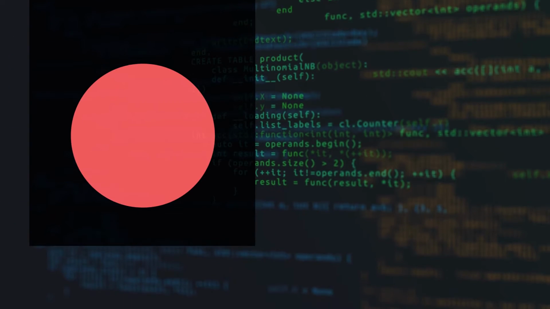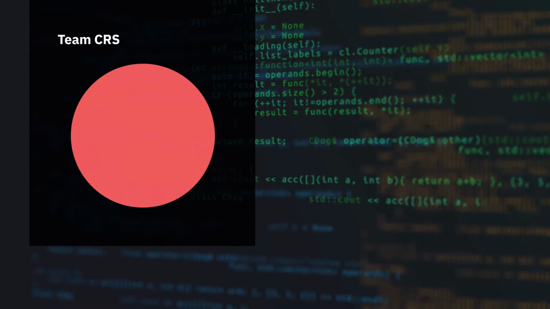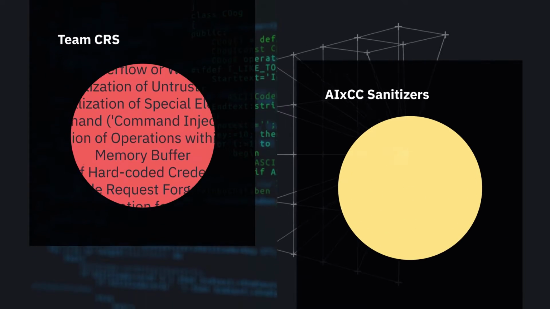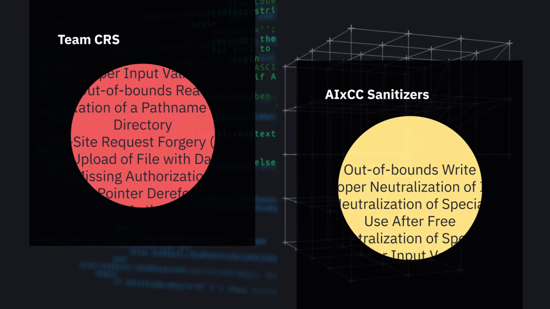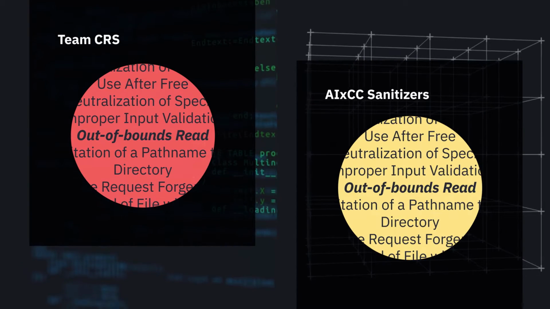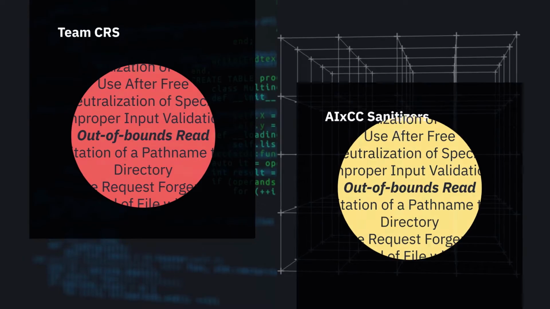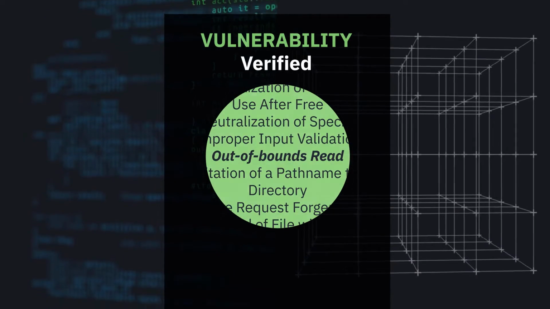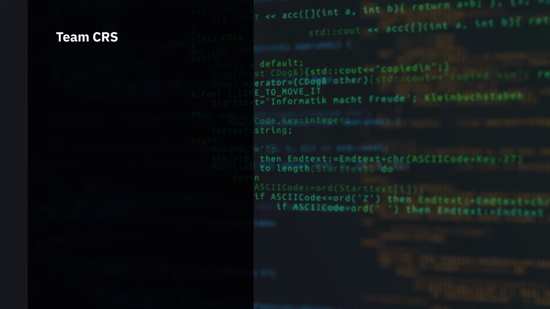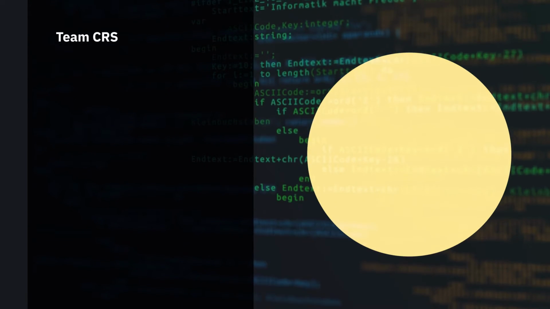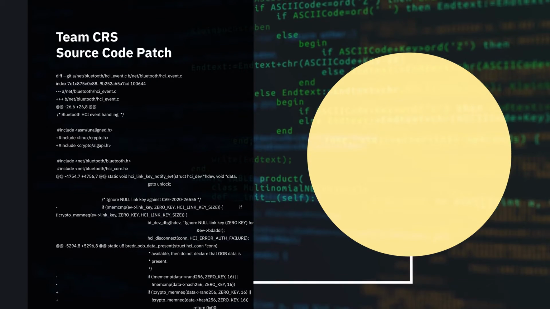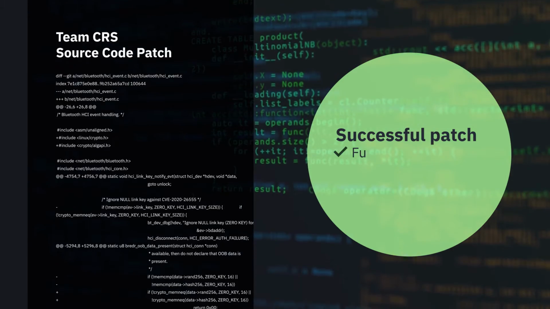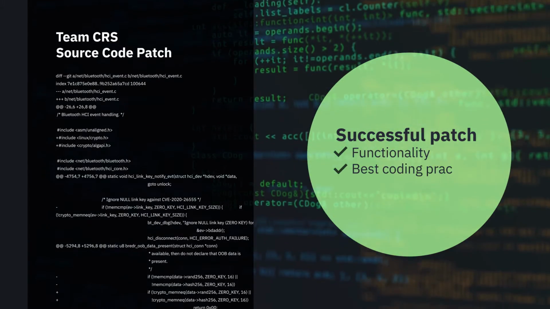To identify individual vulnerabilities, a team CRS submits a proof of vulnerability and a proof of understanding. A set of the AI Cyber Challenge sanitizers evaluate the proof of vulnerability and confirm that a scorable vulnerability has been identified. To get points, the proof of understanding has to have predicted which AI Cyber Challenge sanitizer caught the vulnerability. Once the CRS has correctly identified a vulnerability, the CRS may generate and submit a source code patch to fix the vulnerability. Successful patches do not interfere with the software's functionality and do adhere to best coding practices.